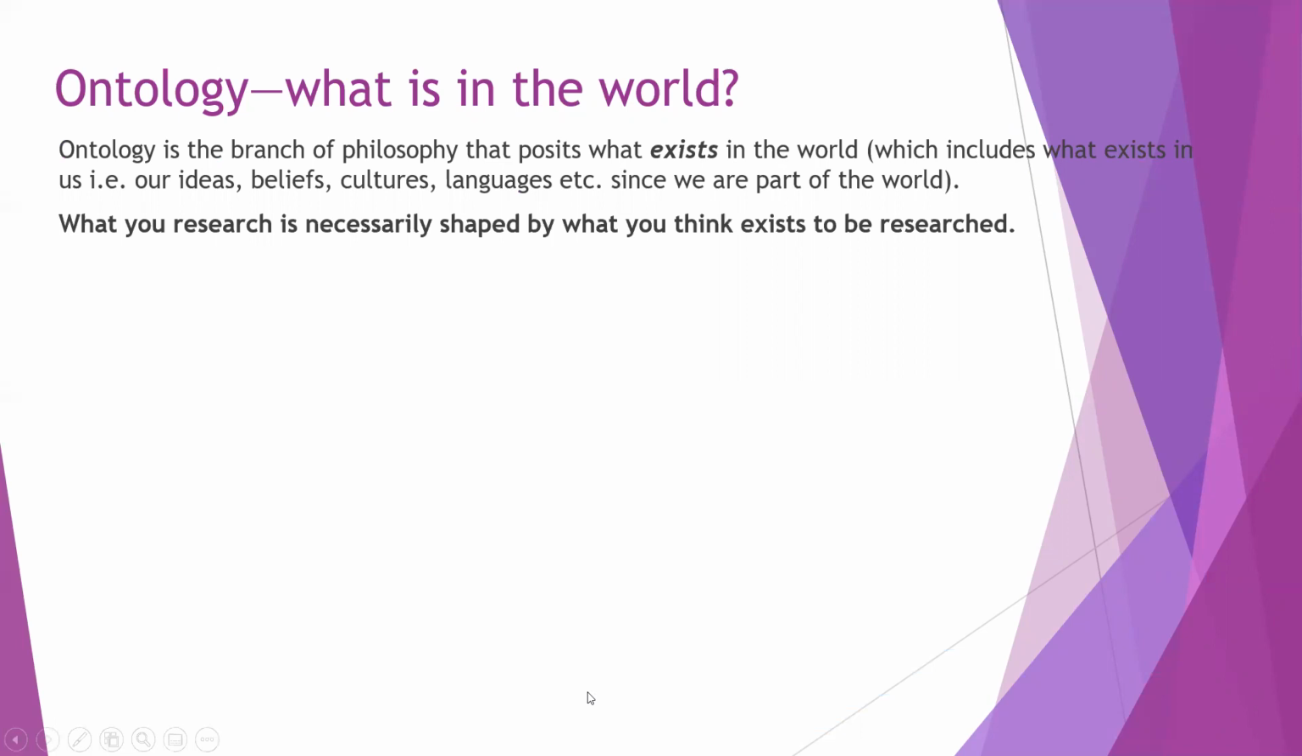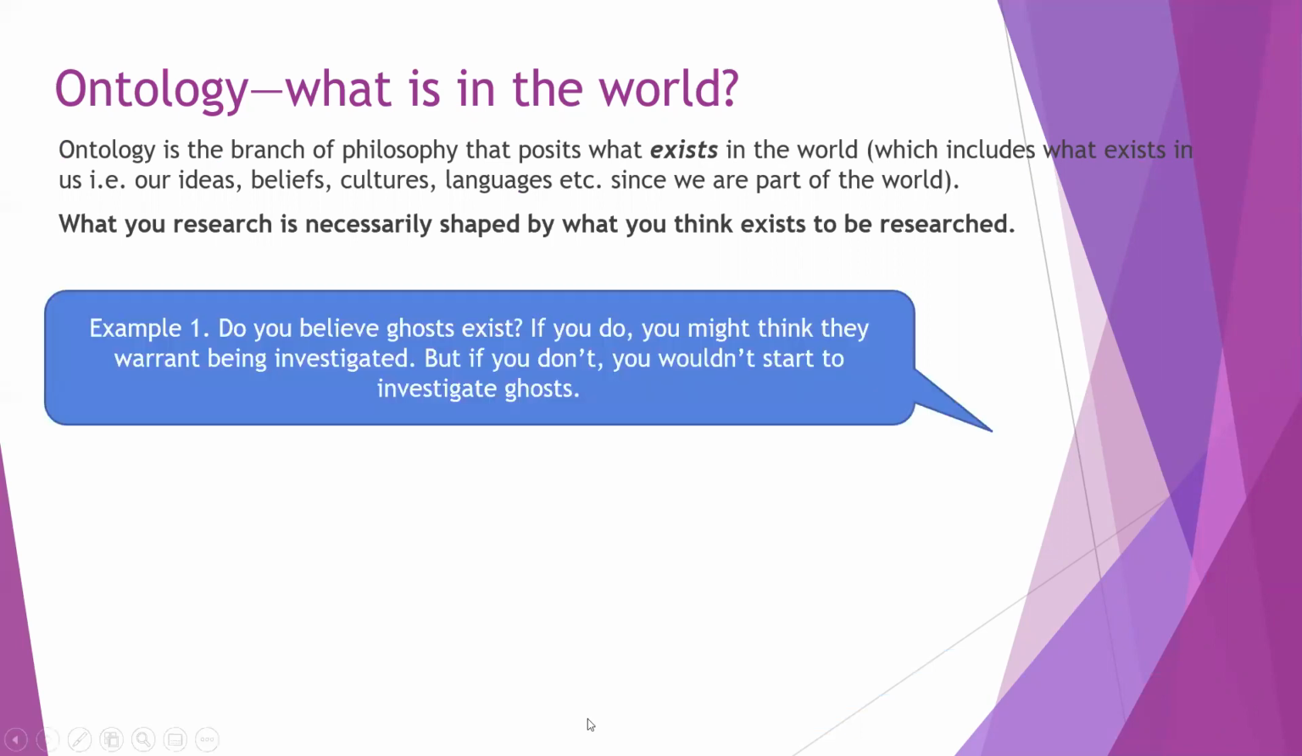Now, what you research is necessarily shaped by what you think exists to be researched. You can't research something if you think it doesn't exist. Perhaps you might want to refute the existence of something and design your research around that purpose. But here are some examples. Do you believe that ghosts exist? If you do, you might say they are worth investigating. But if you don't believe in ghosts, you're very unlikely to start investigating ghosts. Perhaps you strongly believe that ghosts don't exist and you wish to counter the claim that they do. Then you would have a very different ontology to the person who claims that they do exist. So ontology is about what exists.